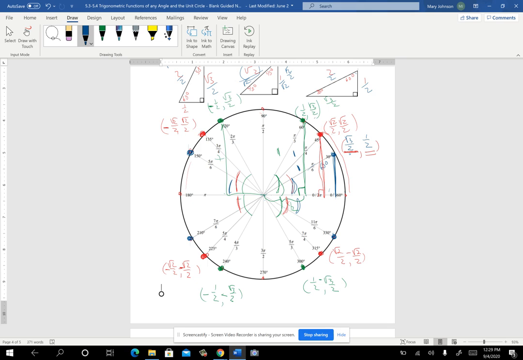See it? And since all four of those have the same reference angle, that means the x coordinate and the y coordinate, the lengths of those pieces, are going to be the same. So you're going to have square root of 3 over 2 for the x. You're going to have a 1/2 for the y on all of these.